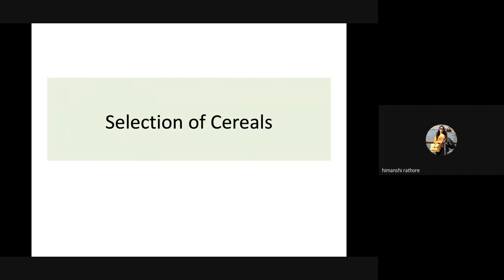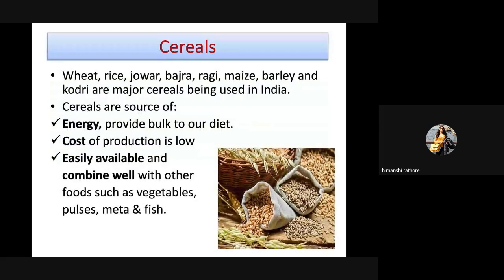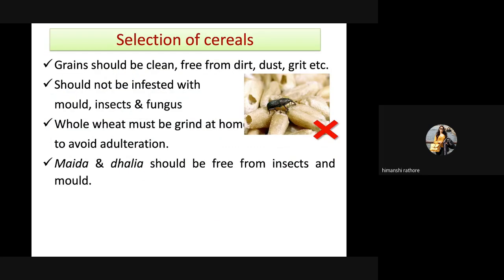Then we talked about the selection of different food materials: cereals, pulses, nuts and oil, then sugar and jaggery, vegetables and fruits, and then meats and meat-free products, eggs. We talked about all the major food groups and what points you have to keep in mind while purchasing these. When we talk about cereal, we have to look that the grain should be clean, free from dirt, and there should not be any infestation of pests or insects. So they should be of good quality.